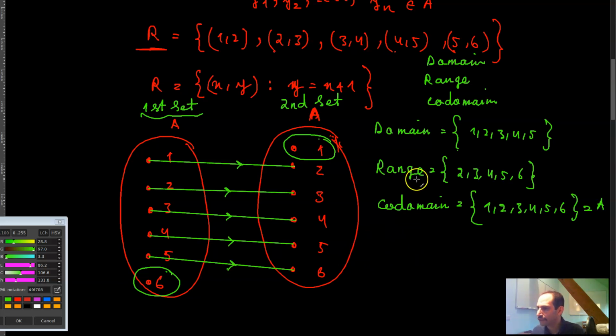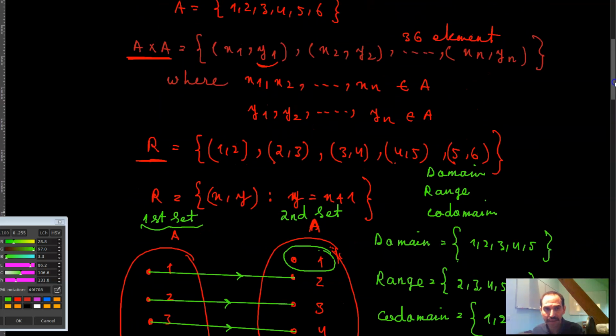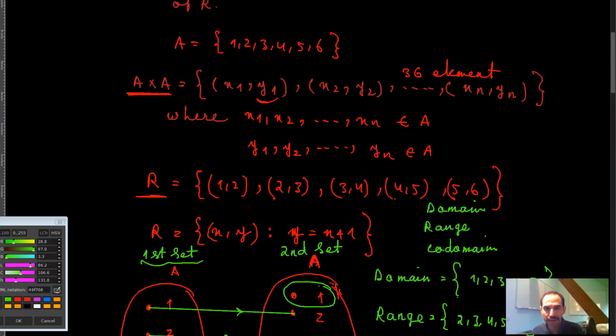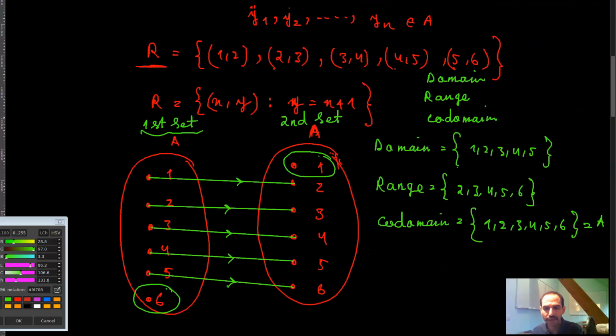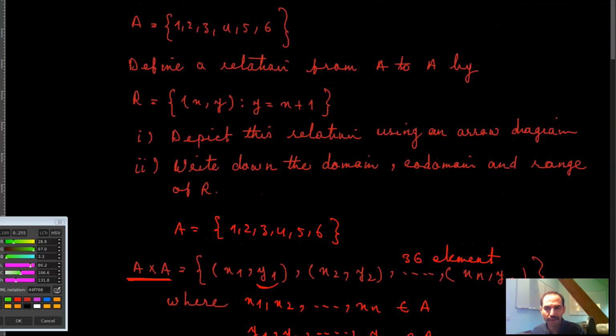Then you can say that the domain is 1, 2, 3, 4, 5. The range is 1, 2, 3, 4, 5, 6. And the codomain is 1, 2, 3, 4, 5, and 6. Now this is something that you need to understand. This exact situation that we talked about here is something that you need to understand properly.